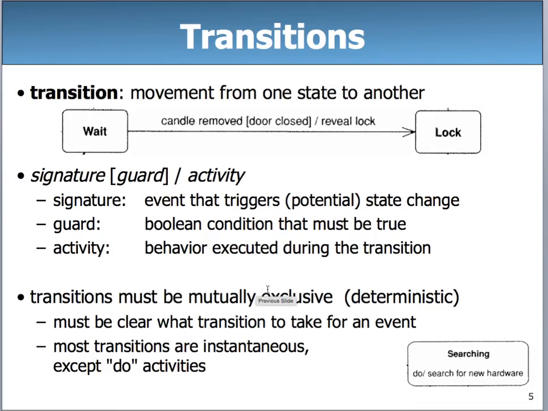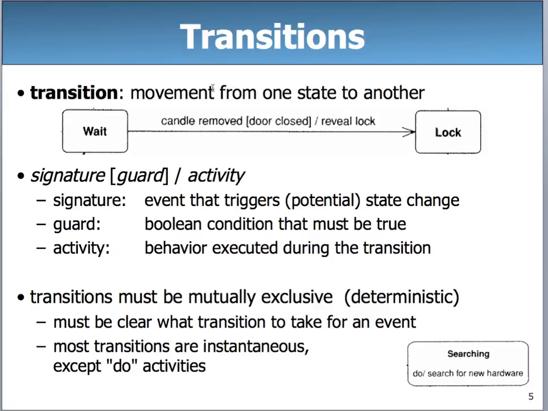These transitions need to be mutually exclusive. That means that if there's more than one transition out of a state, which there can be any number of transitions out of a state, when I look at all the conditions, all the signatures, if you will, they have to be mutually exclusive. In other words, there can't be any overlap. And they also have to be complete, even though it doesn't say this here. It has to be mutually exclusive and complete. There can't be ambiguity about which way I'm going to go. All the rules need to be clear.